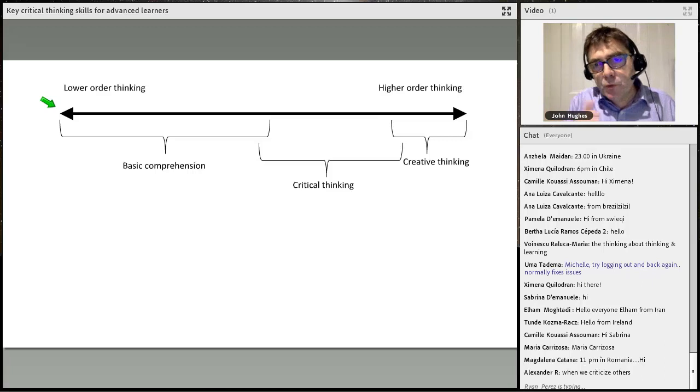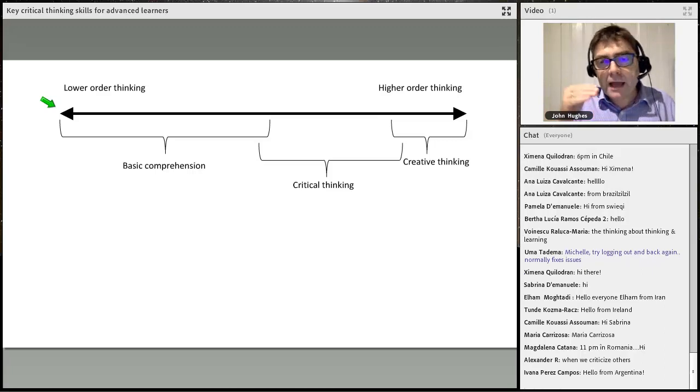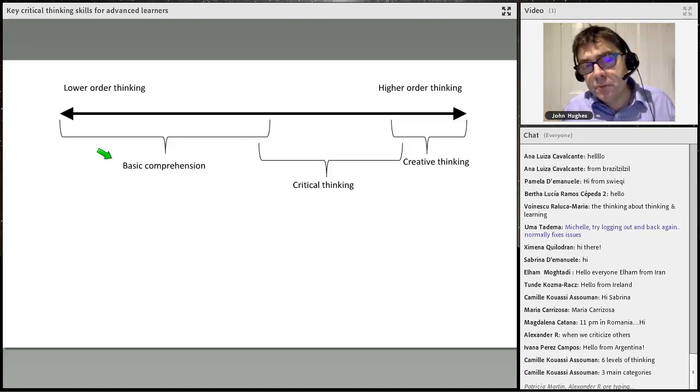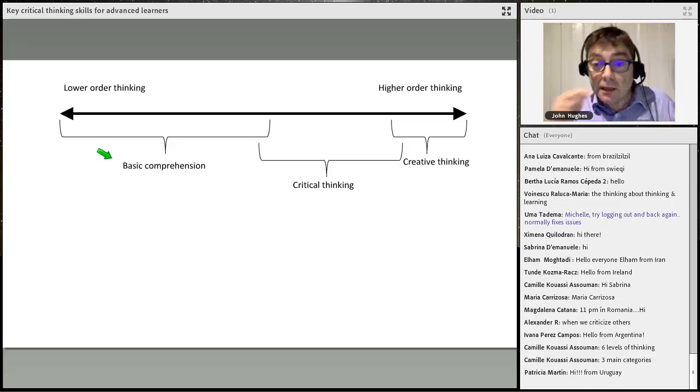This originates from the work to some extent of Bloom's taxonomy and the idea of different levels of thinking. But since Bloom, we've moved on to the idea that rather than have 6 levels of thinking and a hierarchy, thinking works as a kind of a continuum. And we can break it down into 3 main categories. There's basic comprehension. So when we teach students an item of vocabulary or some grammar, we then check that they understand it. So basic comprehension is about remembering and understanding and then applying.